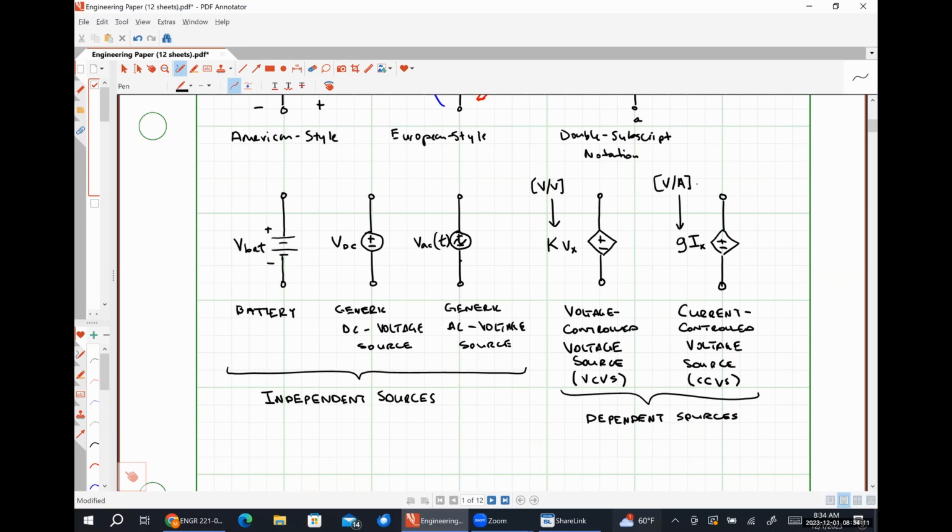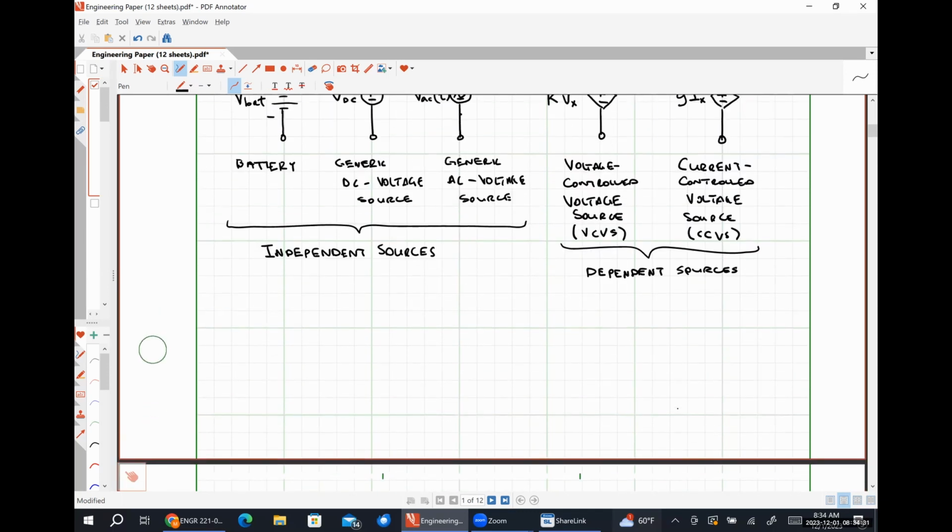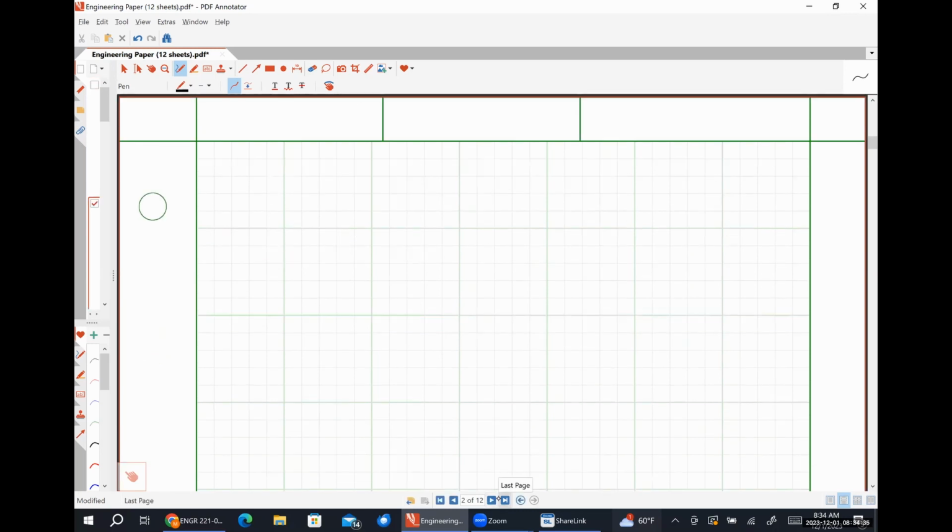All right, so these are our 5 different ways that we're going to see voltage provided to a circuit. Before we move on to current, does anybody have any questions about any of this? All righty, you guys are quiet. So let's go ahead and jump to the next page. Let's talk about current.